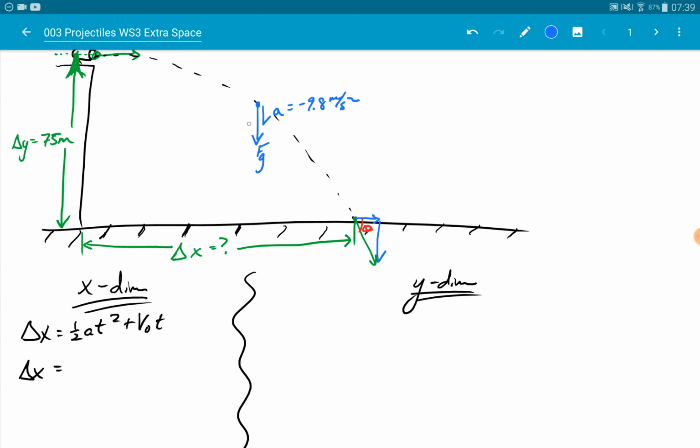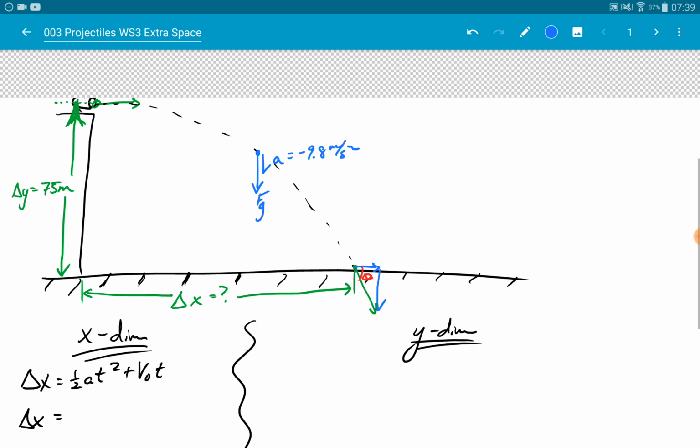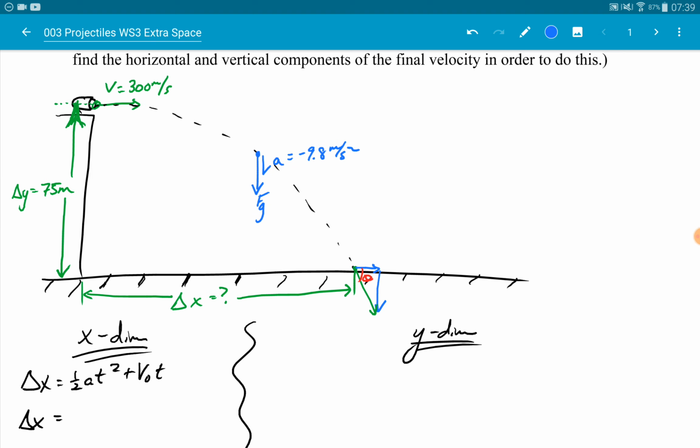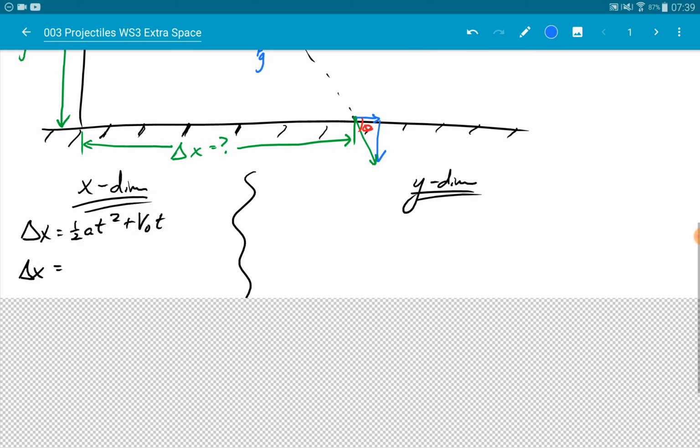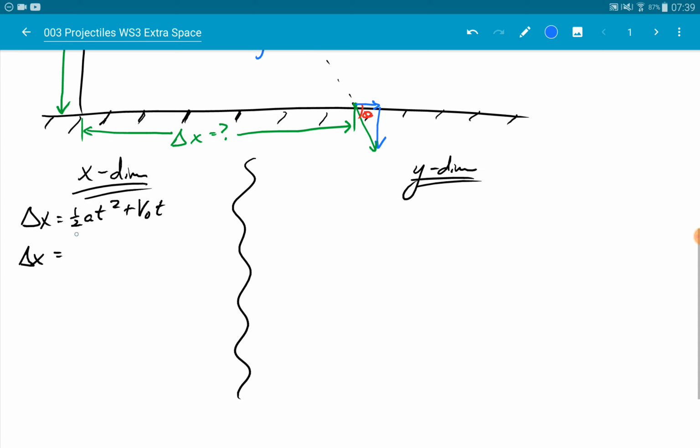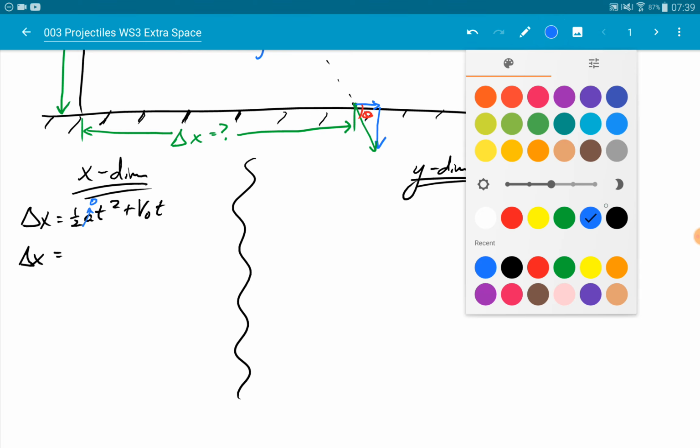Okay, now that's in the y dimension, but what about in the x dimension? Well, as always, we're assuming no air resistance here, so there seems to be nothing pushing against it left and right, which means that this acceleration right here is 0. 0 times any of that bit is 0. So that's just 0. Cool.